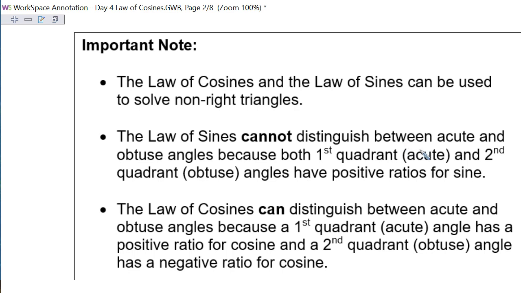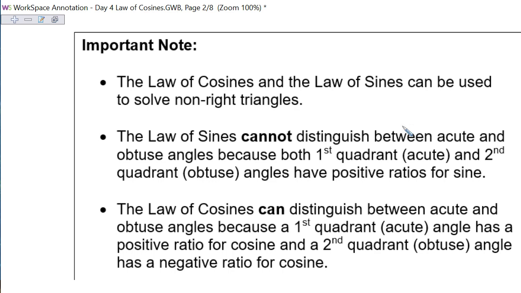Now when we talk about the unit circle in unit 5, we will learn that in quadrant 1, sine is positive, and in quadrant 2, sine is also positive. So if you get a positive ratio for sine, I can't tell if it's going to be an acute angle in quadrant 1 or an obtuse angle in quadrant 2. Because in both quadrants, the ratio for sine is going to be positive, and we'll learn that later. So that's the reason why the law of sines cannot distinguish between the acute case and the obtuse case.